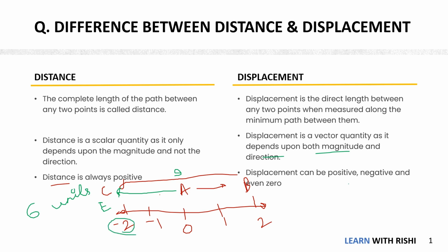So displacement can be negative. Now in this -2, 2 indicates the magnitude and minus indicates the direction. It is the negative side of the coordinate system. So thus distance is always positive, but displacement can be positive, negative and even zero.